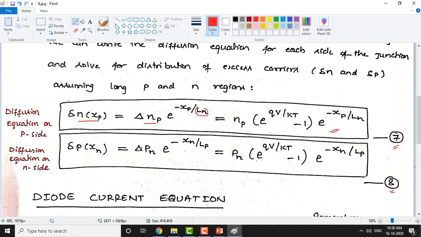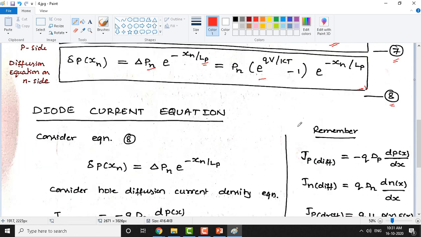The diffusion equation on the n side, where the holes get diffused, is given by delta Pn times e power minus xn by Lp. That is also equivalent to Pn times e power qV by kT minus 1, into e power minus xn by Lp. If you can remember equation 7, for example, you can also write equation 8 on similar lines.